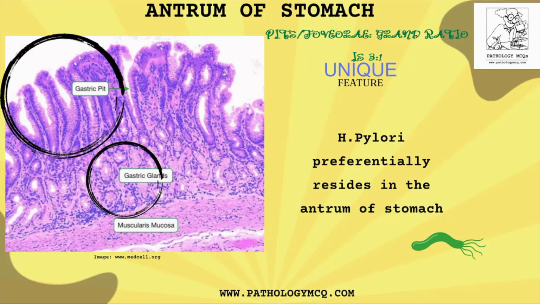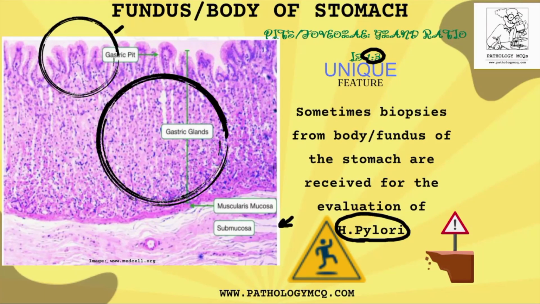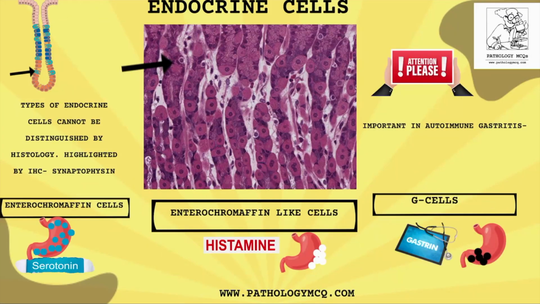Antrum of the stomach. Now you can see, compared to the body of the stomach, the pit versus gland ratio is 3:1, since gastric pits are far more concentrated in the antrum of the stomach and gastric glands are far fewer in number. Also, you can note that parietal cells are not very concentrated in the antrum.